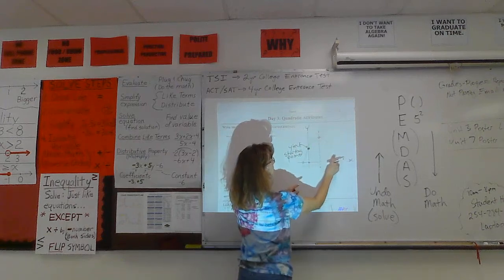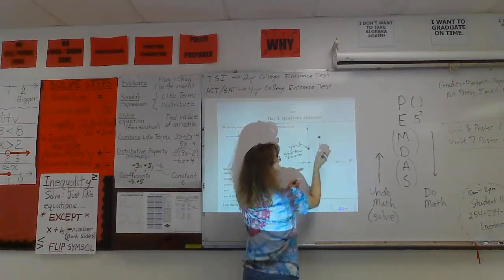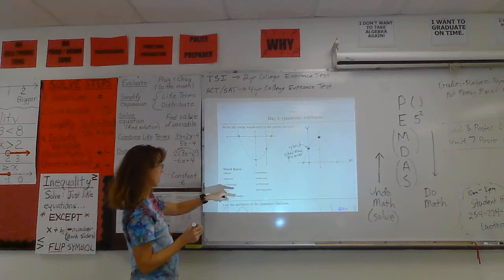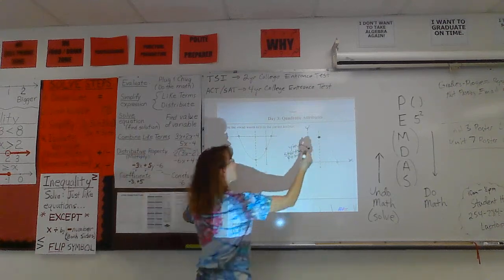So there's the y-intercept. It goes up and comes back down. What do we call that tipping point up there where it changes direction? Do you remember from the other day? Vertex? Yes, that one is a vertex.